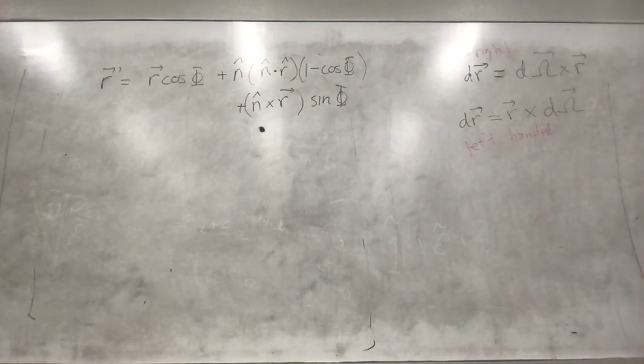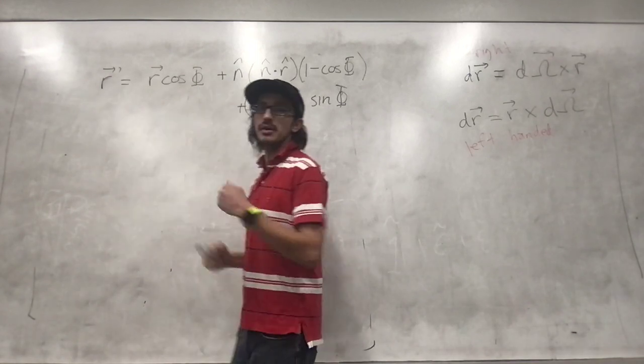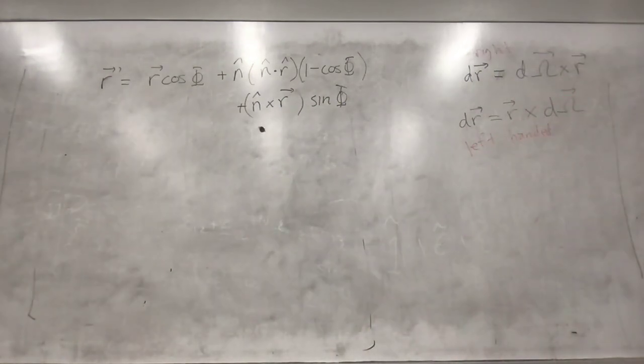So if we are looking at a very small change in R, then what is the angle between R prime and R? You know, it's an infinitesimal rotation. Very tiny. They're going to be almost equal. So the angle is what? Cos 0 is going to be 1. And sine? 0. Okay.